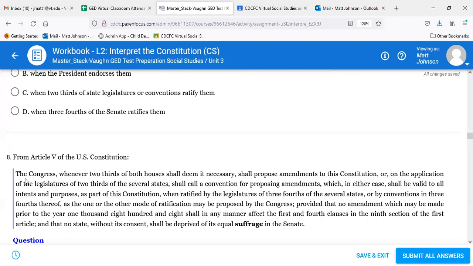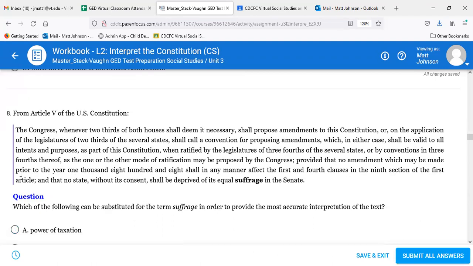Let's see. I'll read this one here. The Congress, whenever 2/3 of both houses shall deem it necessary. Oh, wait, is it the same one? This Constitution or on the application of the legislatures of 2/3 of several states shall call a convention proposing amendments. Okay. Yeah, so that's the same one.